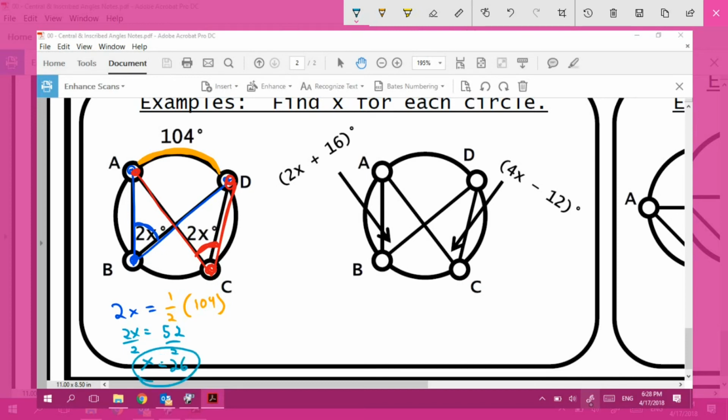So now you guys try the one on the right side. Here's a hint. Two inscribed angles intercepting the same arc are congruent. So use that to help you solve the other question.